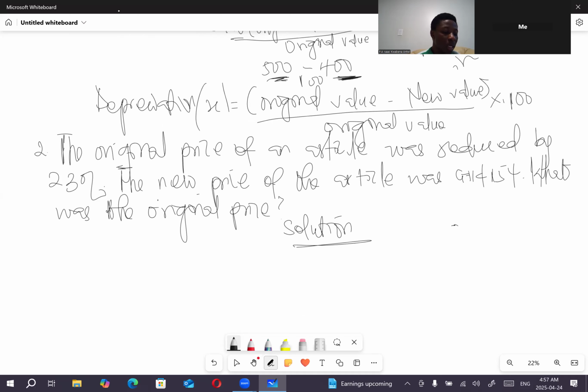Yes. So we can use two different ways to solve. The first one is the normal formulas you know. But let's read. They said the original price of an article was reduced by 23%, meaning you've been given the depreciation rate. They said the new price of the article was 154. What was the original price? So you can use formula 2, right?